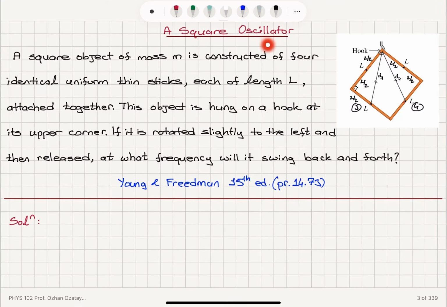A square oscillator. A square object of mass m is constructed of four identical uniform thin sticks, each of length L, attached together. This object is hung on a hook at its upper corner. If it's rotated slightly to the left and then released, at what frequency will it swing back and forth?